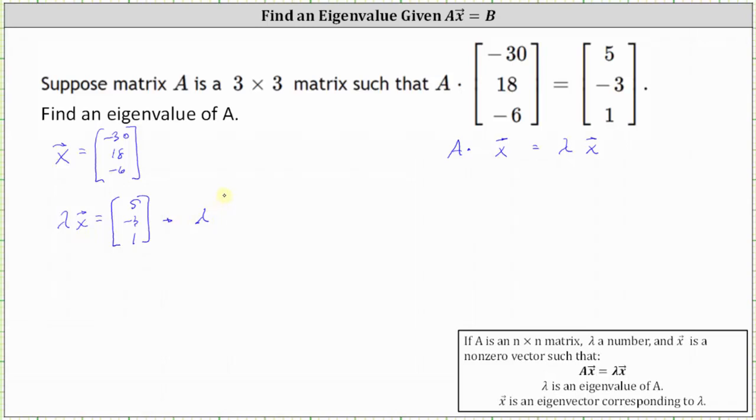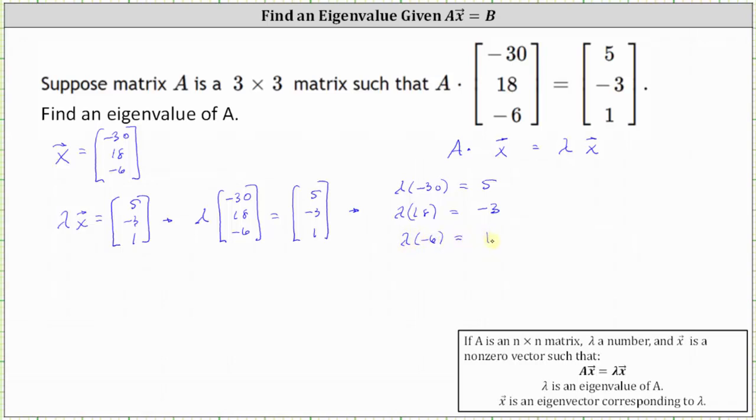That would give us lambda times the vector negative 30, 18, negative 6 equals the vector 5, negative 3, 1. Maybe from here we can determine that lambda is going to be equal to negative 1/6, but if we still can't, we can write the vector equation as a system of equations where the first equation is lambda times negative 30 is equal to 5. The second equation is lambda times 18 is equal to negative 3. And the third equation is lambda times negative 6 equals positive 1.